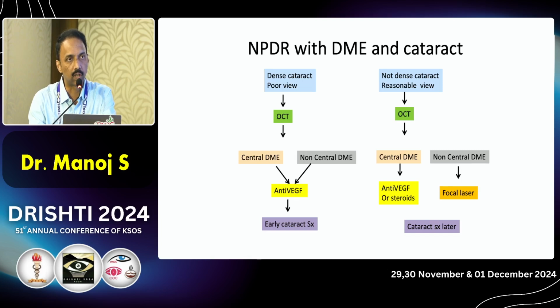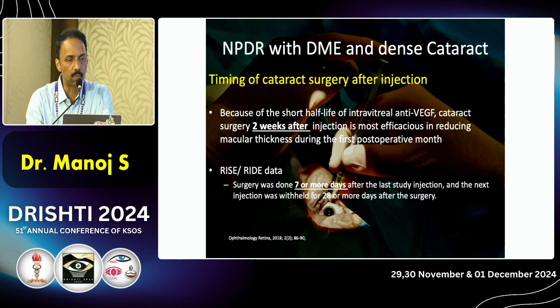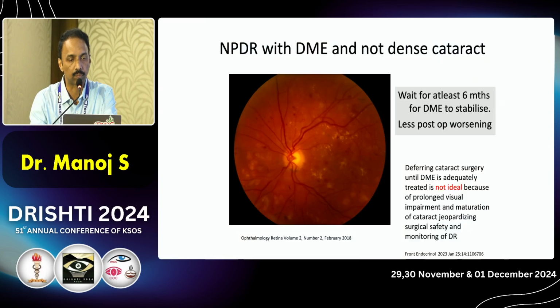But if there is a central edema, you have to think of anti-VEGF or steroids followed by cataract surgery. Now, what is the timing of cataract surgery after injection? Because of the short half-life of intravitreal agents, cataract surgery can be done at around 2 weeks after any injection. If you look at the large multicentric trials, the RISE and RIDE data, surgery was done even at around 7 days after the injection, and they had good outcomes.